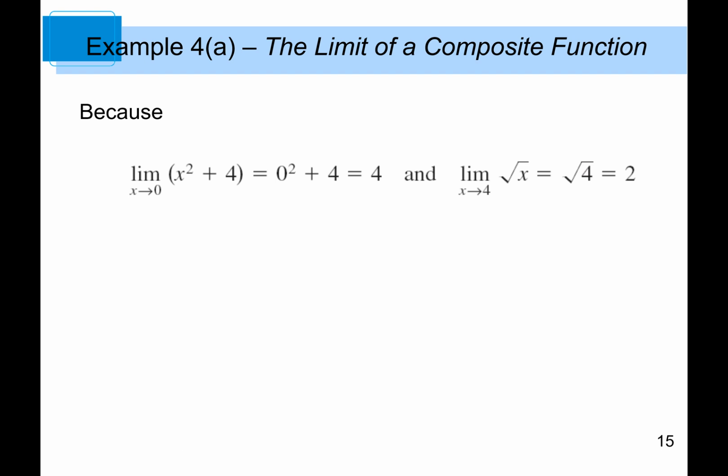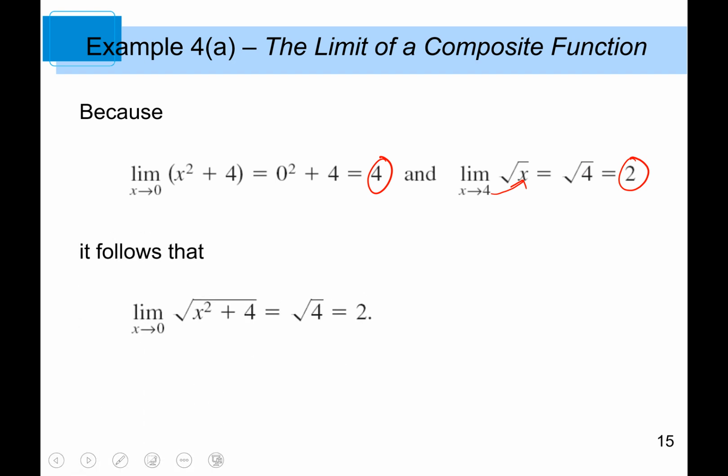So, the limit as x approaches 0 of x squared plus 4 equals 4. The limit of the radical of x, where we replace x with 4, gives the radical of 4, which becomes 2. So the limit of the composite function, radical of x squared plus 4, is just equal to the radical of 4, which is 2.